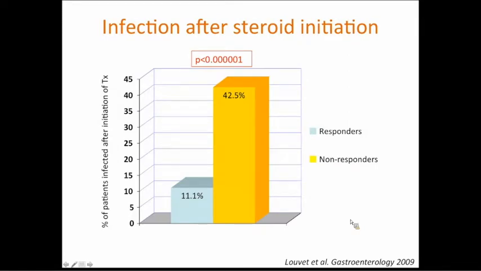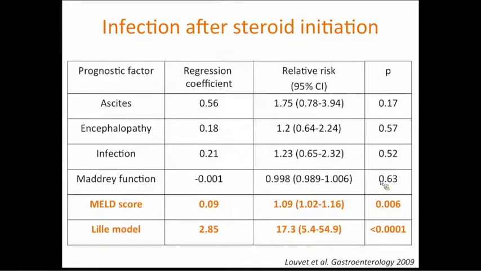And when you have a look at the pattern of patients who develop infection, it is mainly non-responders to prednisolone who still have an impaired liver function. And when you have a look at the multivariate analysis, the infection is not associated with short-term survival, meaning that there is a strong link between response to treatment assessed by the Lille model, severity of the disease at baseline, and infection. That's why perhaps infection does not seem to have an independent role.